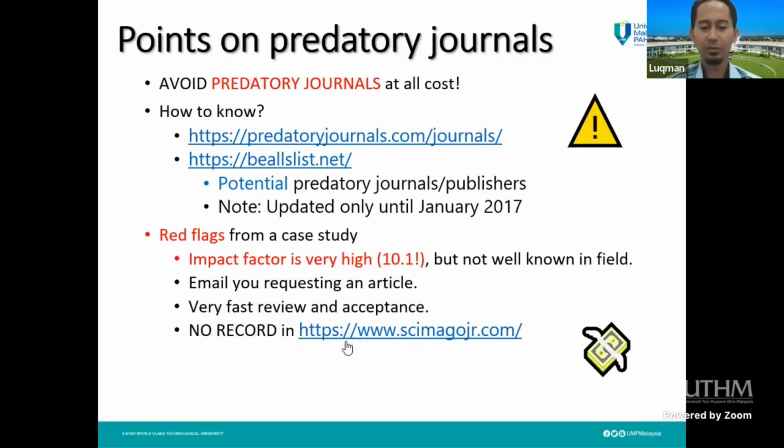And one more easy thing: check in the Scopus sources list. This is for Scopus journals. If you want to go for Scopus, search for the journal name, for example Journal of Luqman Hakim. If there's no record, it means it's not an indexed journal. So don't bother, even if it's free or cheap. You're just wasting your time and your data on them.